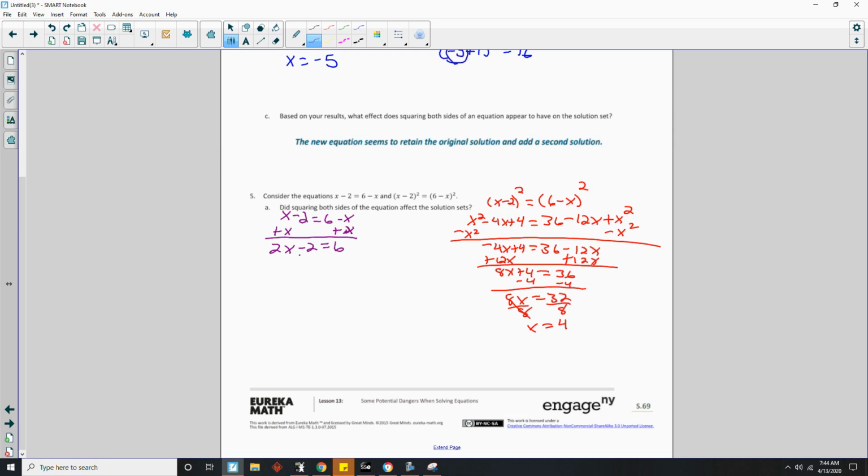Alrighty then. So plus 2 both sides would give me 2x equals 8. Divide both sides by 2, x equals 4. So did squaring both sides of the equation affect the solution set? We got x equals 4 on both, so the answer is no. The solution set is still just 4.